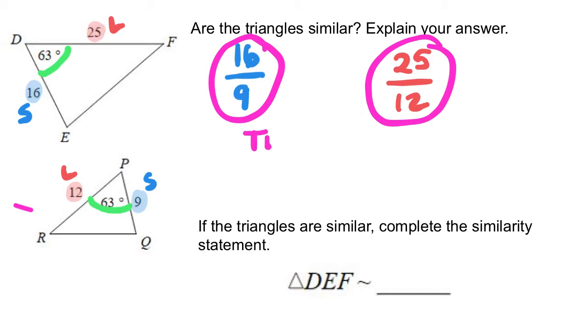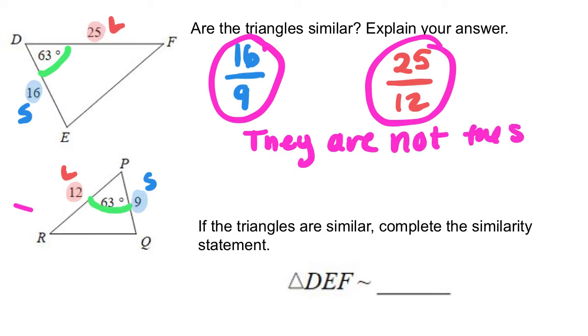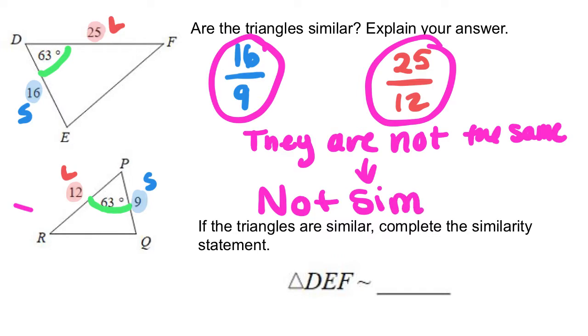Because they are not the same, this means that the figures are not similar. And because the triangles are not similar, we don't have to complete the similarity statement, so you could just fill in NA for not applicable.